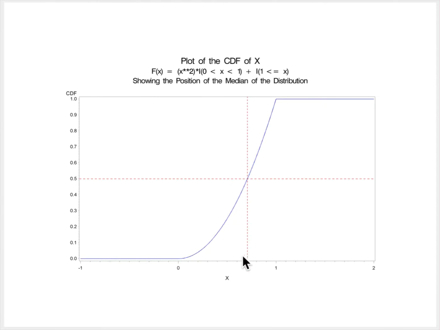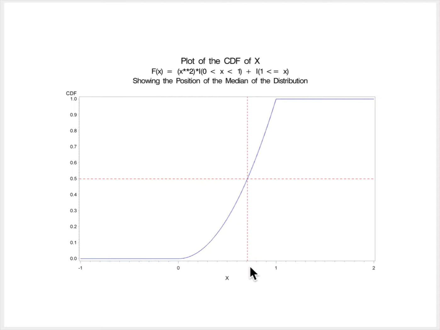And so here I have graphed the CDF of the distribution of x. You've seen this before in a previous example. And then what I did was I graphed a horizontal line at a height of 0.5, which is the desired level of the percentile. And then the point at which that horizontal line intersects the CDF is going to be the point that corresponds to, in this case, the median of the distribution.